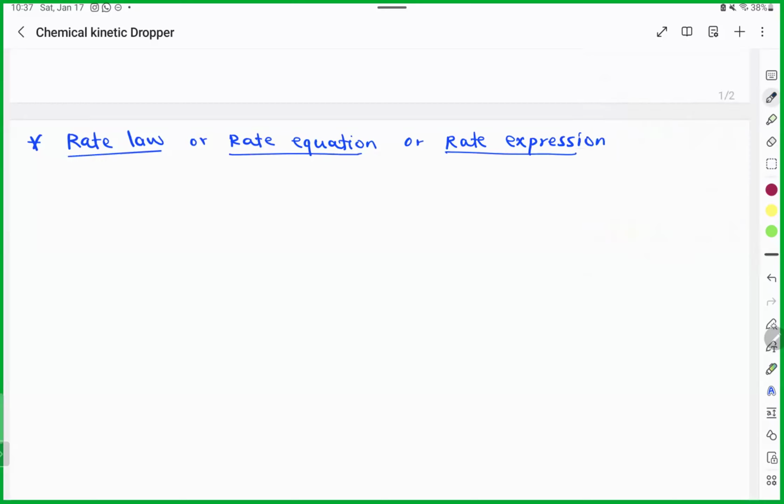What does it say? If you have any example, A for A and B for B forming C for C, and D for D. This is any reaction where you have reactant and product. If you want to calculate rate, speed of the reaction, it depends on the number of the reactant molecules, A and B. Here it is A, here it will be B.